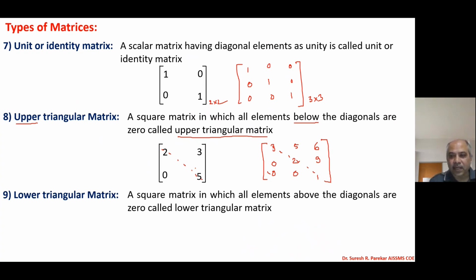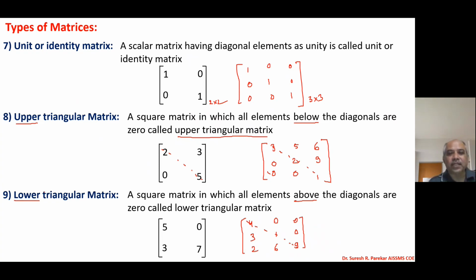Then lower triangular matrix, when the elements above the diagonal are 0, means we can have it in this fashion. So if we consider any other, 4, 3, 2, 1, 6, 9, and then we have these values as 0. So we can have this diagonal and above this diagonal we have values as 0. So we are going to say it as lower triangular matrix. So triangular matrix means we have the elements above the diagonal as 0 or the elements below the diagonal as 0.